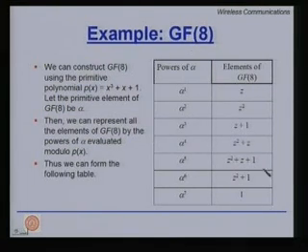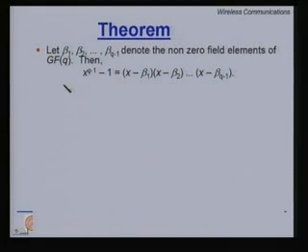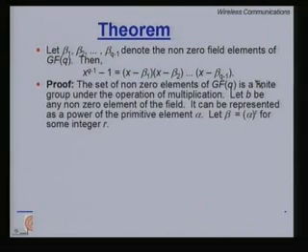So, we have the following table. Let beta 1, beta 2, and so on up to beta q minus 1 denote the non-zero field elements of GF(q). Then x raised to the q minus 1, minus 1, can be factorized as x minus beta 1, x minus beta 2, and so forth till x minus beta q minus 1.